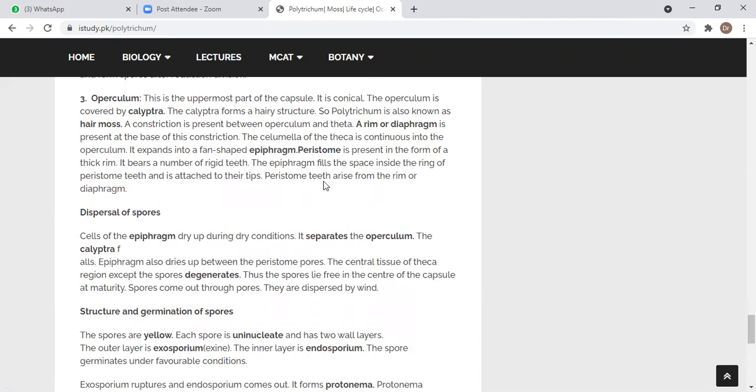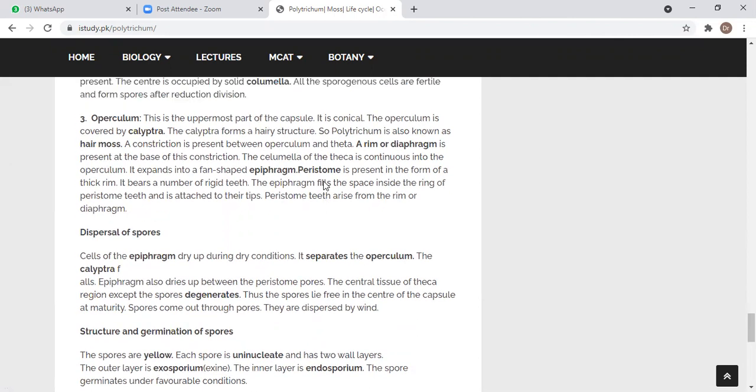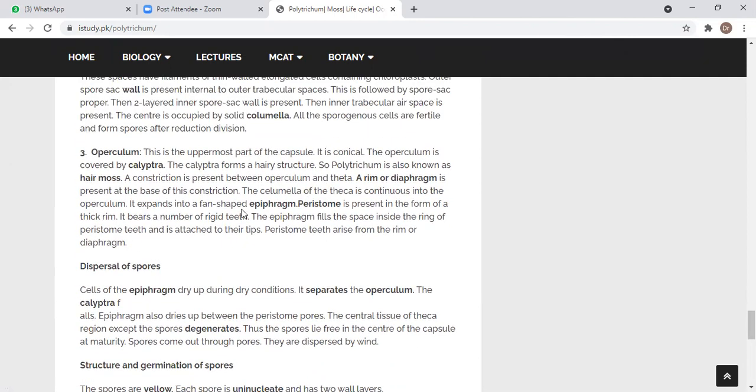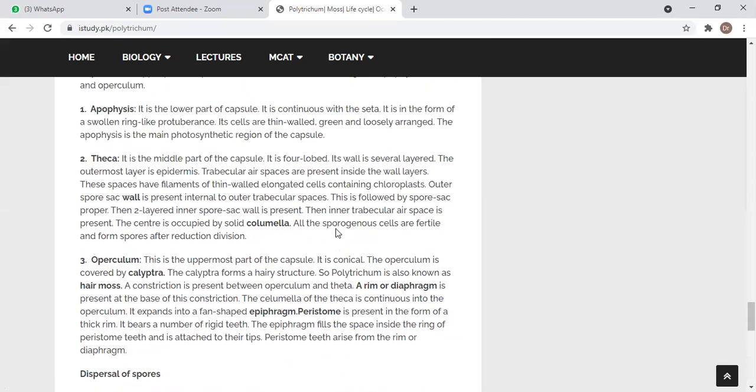Here the main points you have to remember are regarding the operculum region: the presence of the peristomial teeth and the diaphragm or rim region, and the role of the peristomial teeth, which is helpful for dispersal of the spores. In the theca region, you have to remember the 2 archisporial sac-like structures comprising archisporial mother cells, and these spore sacs are surrounded or attached with the trabeculae. That is the most important point you have to remember.